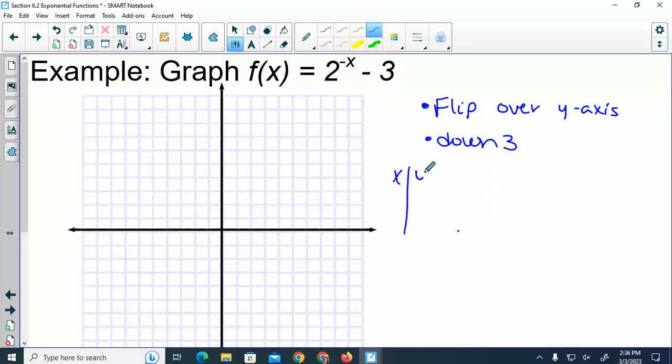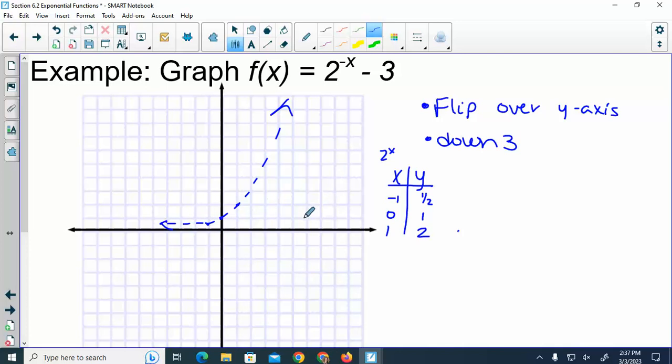Okay. Parent function is just our basic 2 to the x, so our 3 points. 2 to the -1, that would just flip it, 1/2. 2 to the 0 is 1, and 2 to the first is 2. So we have -1, 1/2; 0, 1; 1, 2. So flip over the y-axis, that's going to be.